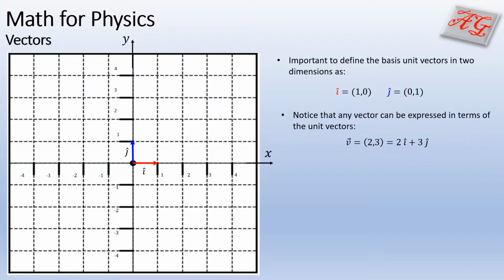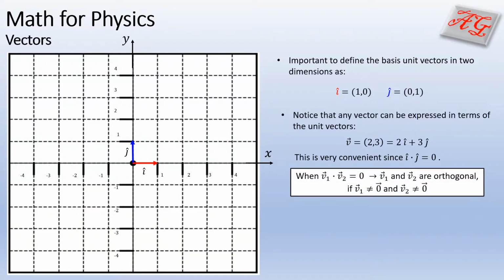It is important to notice that we can use the properties of vectors to write any vector in terms of the unit vectors, and this is very convenient since the dot product between these two unit vectors is 0. Now we say that if the dot product between two non-zero vectors is 0, the vectors are orthogonal, or when drawn, they make an angle of 90 degrees with each other, or imagined in the case of more than 3 dimensions.